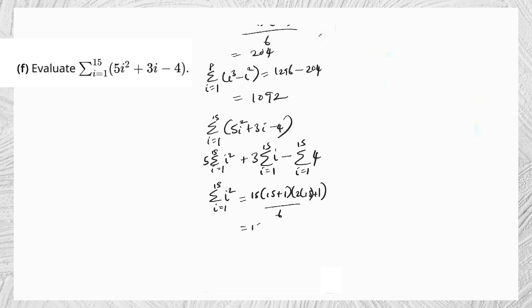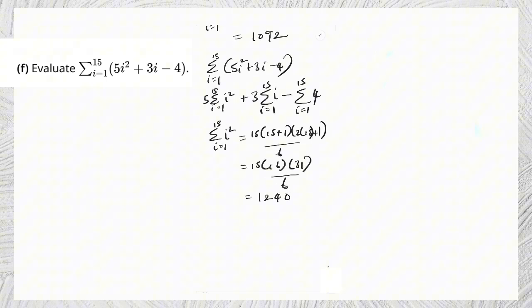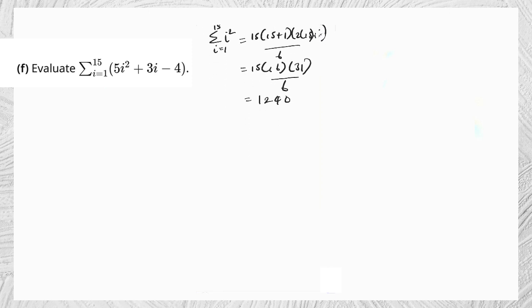So now when you do that, don't forget, I squared can be broken down to n times n plus 1 times 2n plus 1 divided by 6. So in this case, our n is 15. So when you substitute 15, you're going to have 15 times 15 plus 1 times 2 times 15 plus 1. 15 plus 1 is 16. So you're going to have 15 times 16 times 2 times 15 plus 1, sorry, which is 30 plus 1, which is 31. So 15 times 16 times 31 divided by 6 will give you 1240.